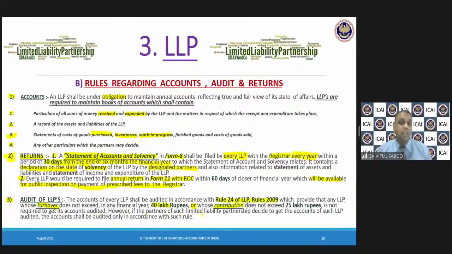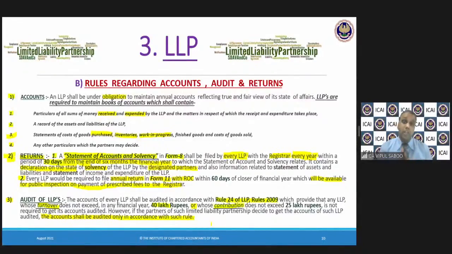However, if the partners of such limited liability partnership decide to get the accounts of such LLP audited, the accounts shall be audited only in accordance with such rules. So it has set up limits. The LLP rules have set up the limits beyond which, if you cross, you have to get your financial statements audited by a chartered accountant. If you are falling below the limits, it is completely your wish whether you want your accounts to be audited or not. From law's point of view, it is not at all required.